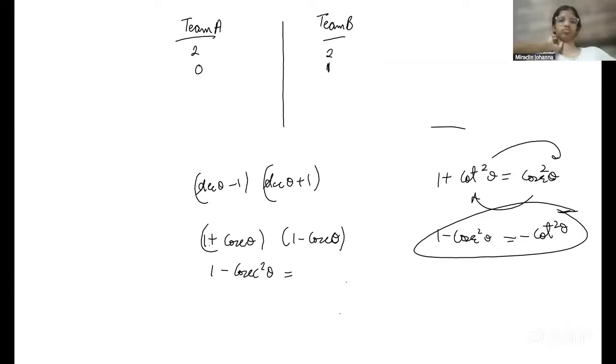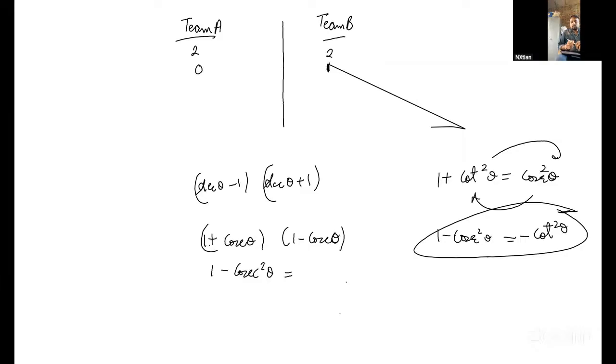Okay, Ira, last question. What is the answer of tan theta plus cot theta? Okay, Ira and Jashron both have the same question. What is the answer of tan theta plus cot theta?